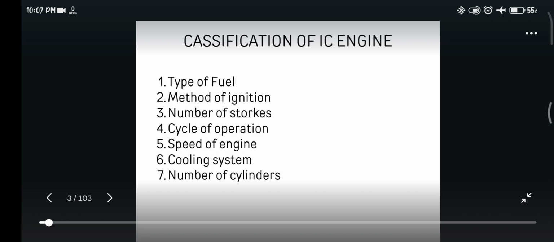Classification of IC engine: types of fuel, method of ignition, number of strokes, cycle of operation, speed of engine, cooling system, and number of cylinders.